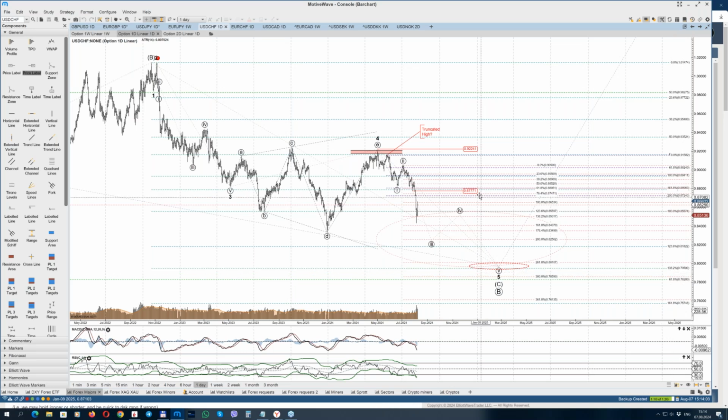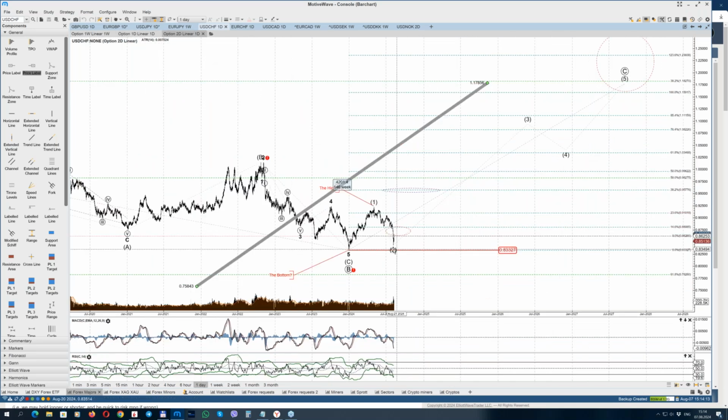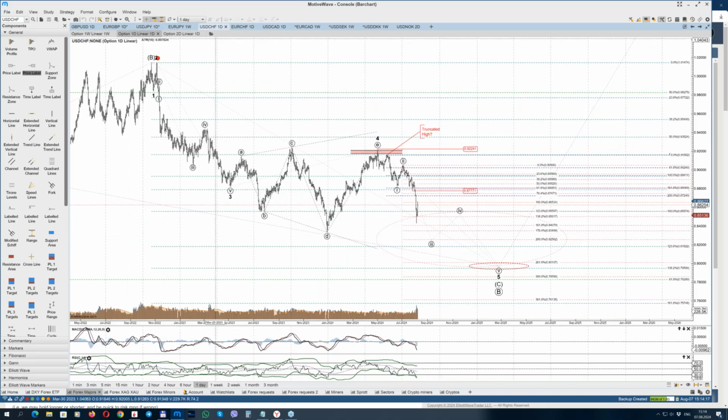Immediate bounce above 0.87771 would make the case that a meaningful low may be in place. Then I will have to restore the option 2 linear count. Right now, option 1 is my primary and lower targets remain on the table.